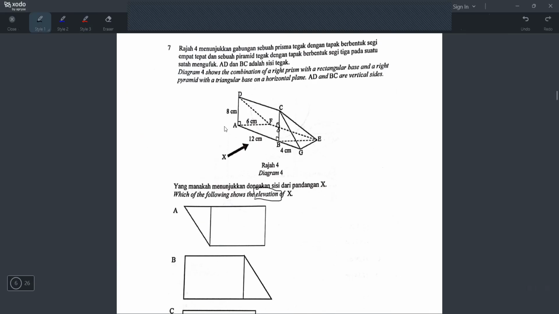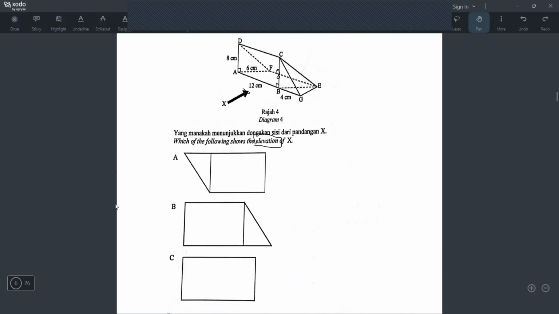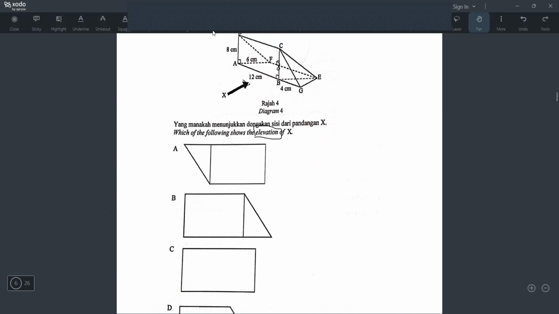Okay, this is under the Form 2, Form 3 chapter also. It's called plan and elevation. So if you look from X, what do you see? I think you can straight away look at your ABCD answers to answer. So the answer is B. Very, very obvious, right? Very obvious it is B.